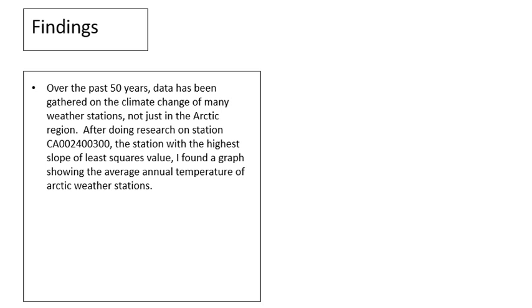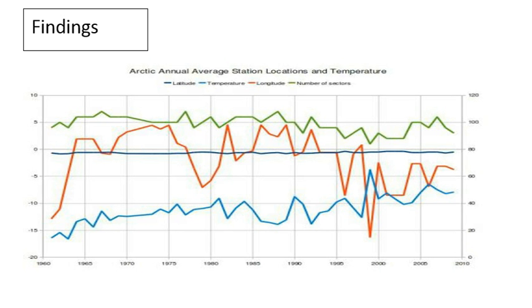And in the following slide, you'll see a graph of the average annual temperature. Note it is in light blue right here. You'll see that there's a gradual but noticeable increase in temperature.